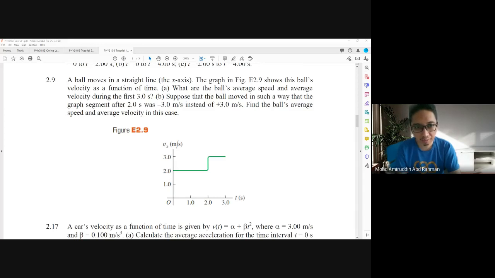And then, so the total of delta x, I mean the displacement, will be less. For the first 2 seconds, it is 4 meters, as you remember. And then we now need to subtract 3 meters. So now the delta x is 1 meter.